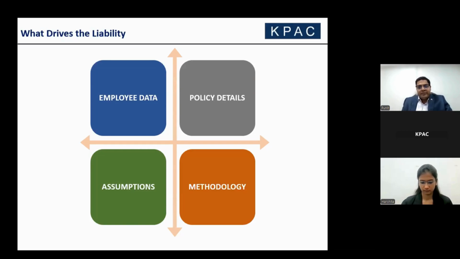First, employee data. This is the foundational information about your workforce. Second, policy details. This is particularly the company's leave policy. Third, assumptions, a series of forward looking estimates about future events. Fourth, methodology, the specific mathematical and actuarial approach which is used to perform the valuations. So let's break down each of these drivers starting with the employee data.